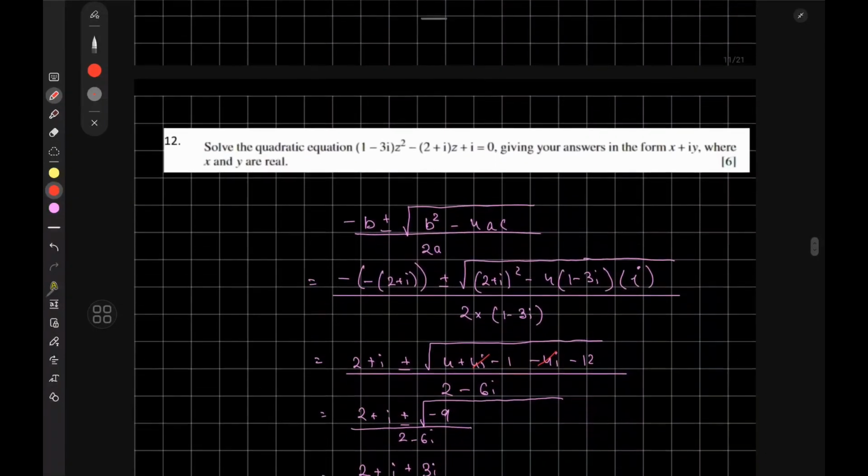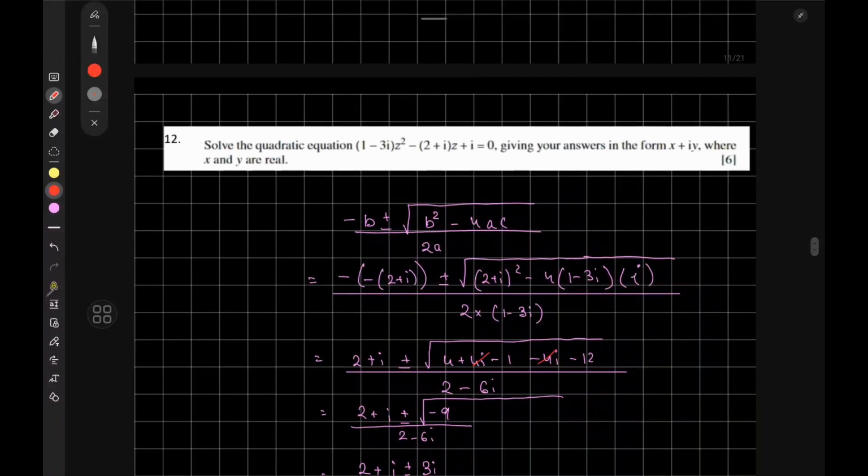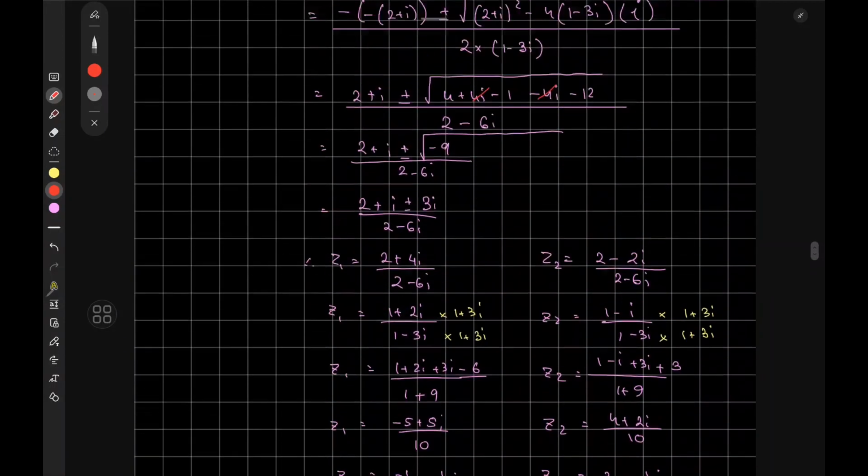Right, for question 12, they're asking you to solve the quadratic equation (1 minus 3i)z² minus (2 plus i)z plus i equals 0, giving your answers in the form x plus iy, where x and y are real. This is worth 6 marks, so it's very lengthy. And yeah, it is lengthy.